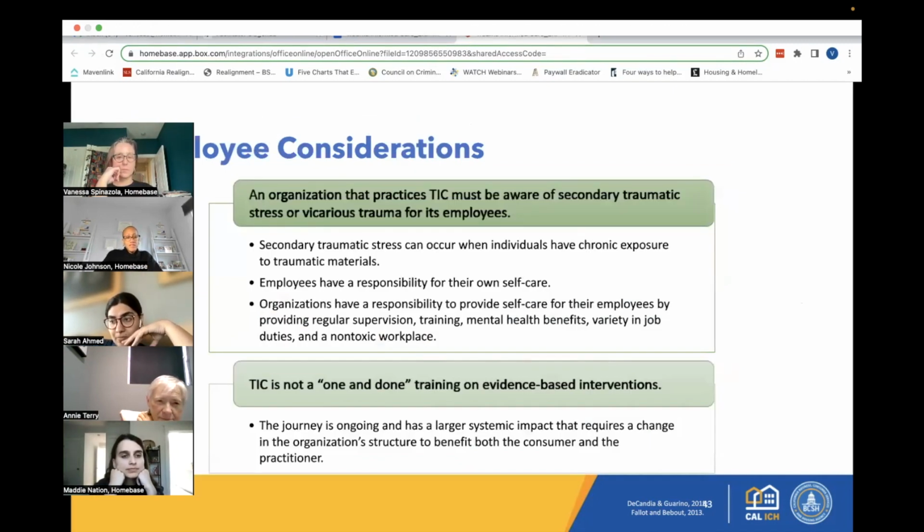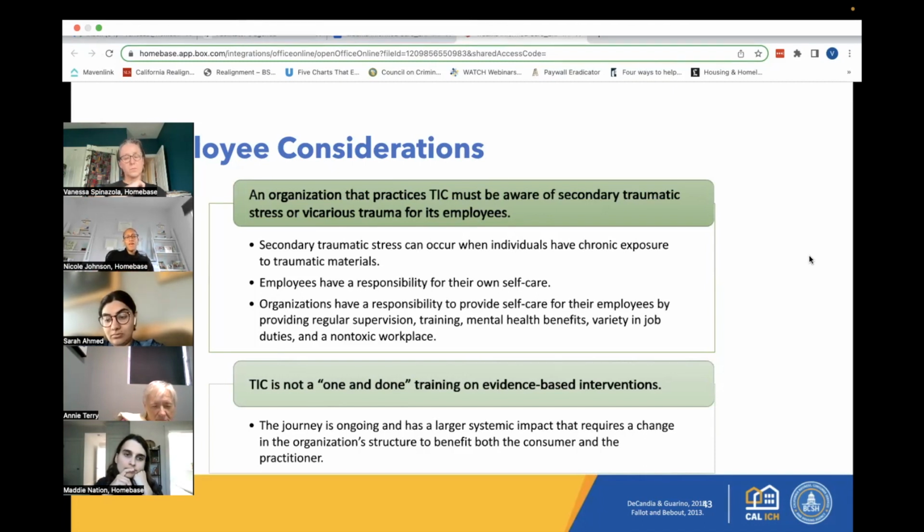So some employee considerations to think about. An organization that practices trauma-informed care needs to be aware of the secondary traumatic stress or vicarious trauma for its employees. This can happen when individuals have chronic exposure to traumatic materials. For example, I think about when I was a social worker and I might have had 40 people total on my caseload, and every single one of those people is experiencing a traumatic event. And I am tasked with making sure they get housed. So if I take a sick day, that means somebody's not getting the service that they need. But it also means that I might make the decision not to take the sick day that I need, because I am so focused on my clients that I'm not taking care of myself. So organizations have a responsibility to provide an outlet or some way for employees to get self-care. That could look like regular supervision, training, mental health benefits, a variety in job duties, and a non-toxic workplace.